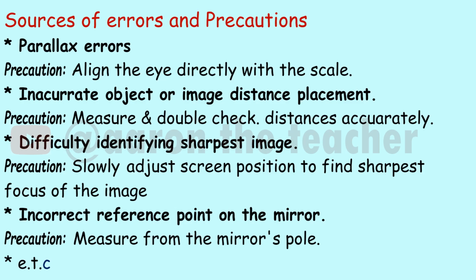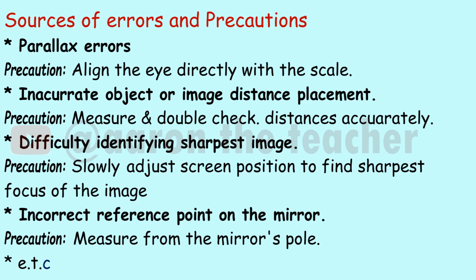And our last, but not the least, source of error is the incorrect reference point on the mirror. And the precaution we have is to measure from the mirror's pole. Those are the sources of errors we managed to get. They are not the only ones. As you see, there is an etc., meaning there are still more beyond this.